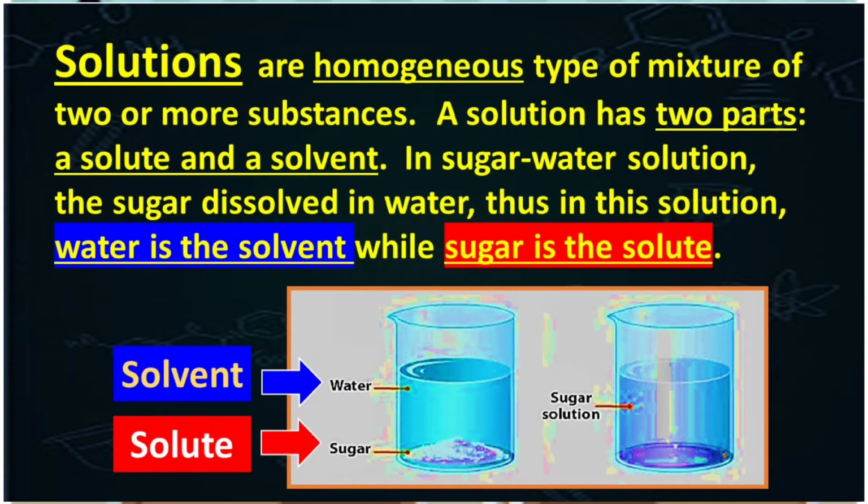Solutions are a homogeneous type of mixture of two or more substances. A solution has two parts, a solute and a solvent. What is a solute? It is the substance that is being dissolved, while the solvent is the dissolving medium. For example, in a sugar-water solution, the sugar is dissolved in water. Thus, in this solution, water is the solvent while sugar is the solute.